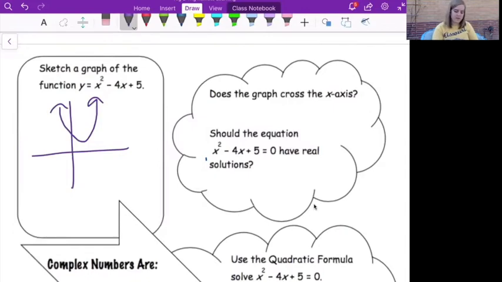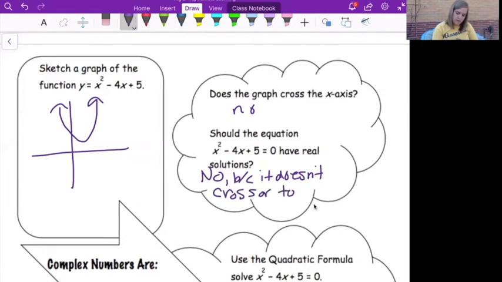So does it cross the x-axis? No. So will we have any real solutions to this equation? The answer is no, because it doesn't cross or touch the x-axis.